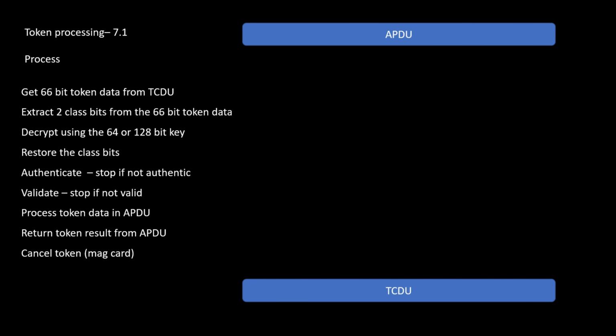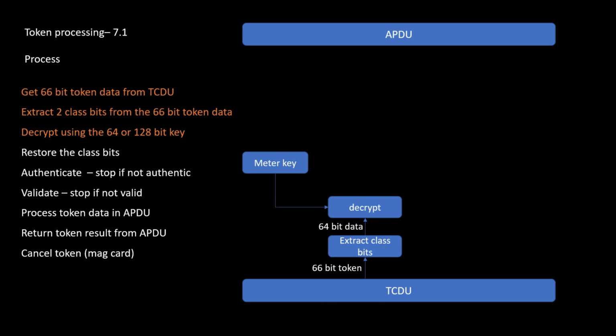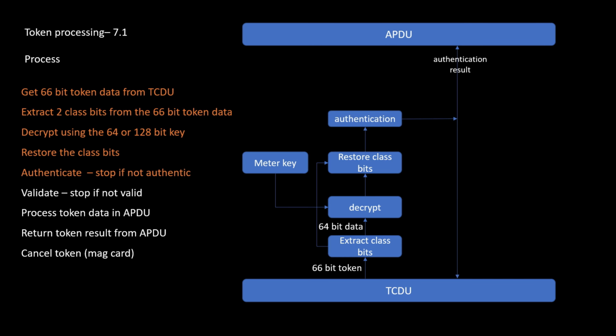So let's look at the process then. You get the 66-bit token from the token carrier data unit. You extract the 2 class bits, and we'll explain why we do this a little later. Decrypt using the 64 or 128-bit key, and that key is the key that resides inside the meter, and then you use whatever decryption algorithm is programmed into the meter. You restore the 2 class bits. After doing that, you authenticate and stop if not authentic.